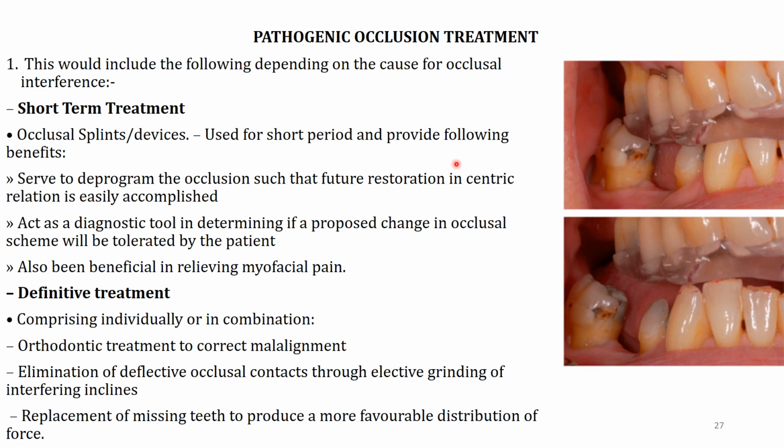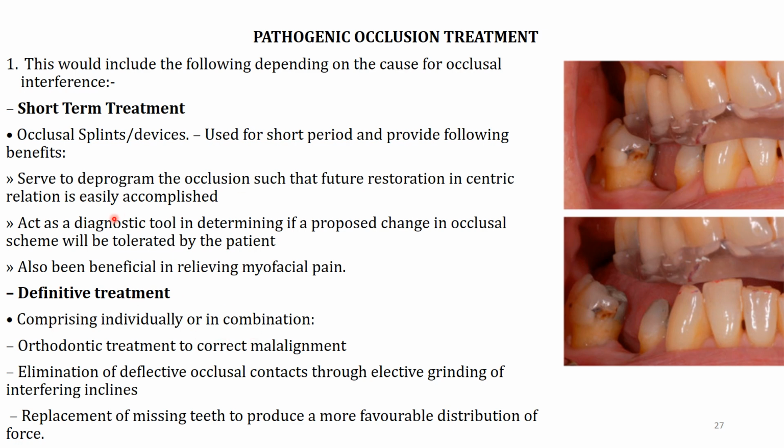Coming to the pathogenic occlusion treatments. In short, they can be divided into short-term and definitive treatments. In the short term, we basically give occlusal splints. In the long term, we basically give orthodontic treatment.